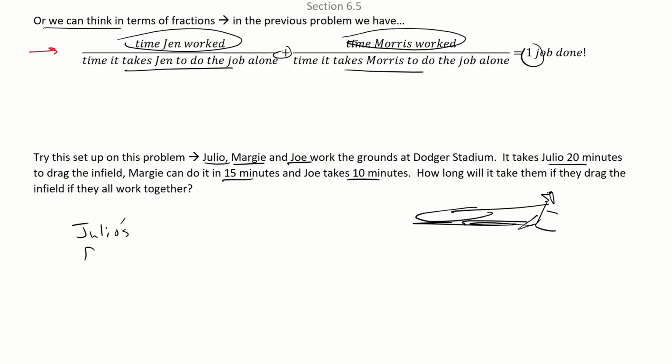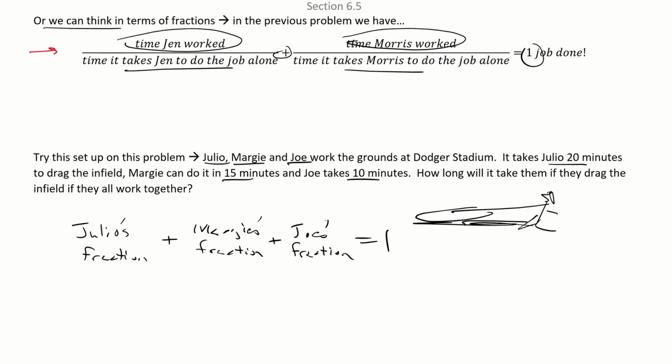Julio's fraction of the job done, plus Margie's fraction, plus Joe's fraction. If you add them all up, you're done when you reach 1.